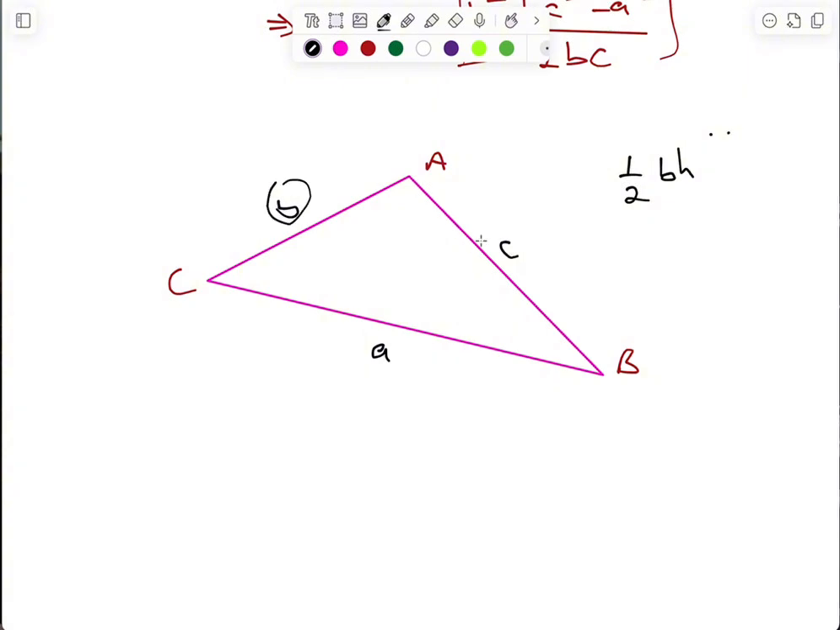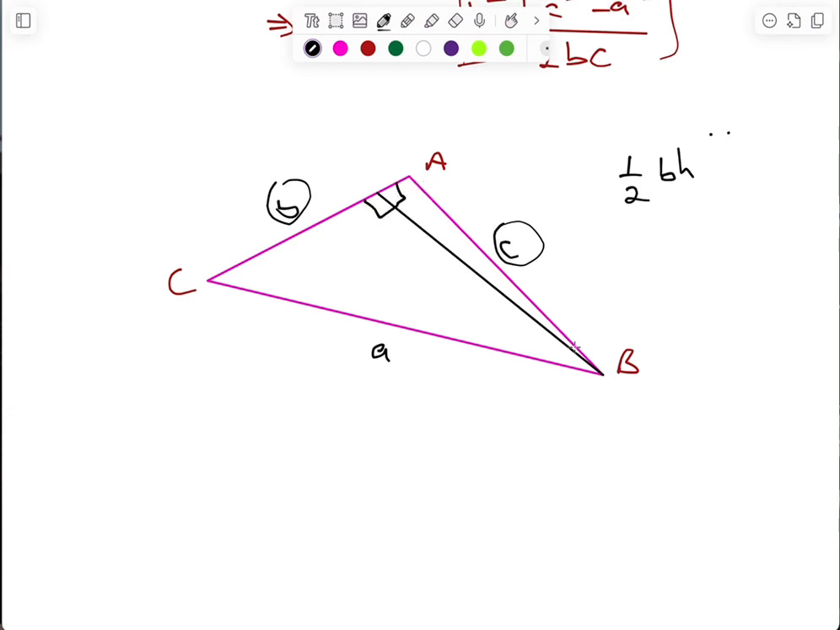This B can be the base. This C can be the base. The only thing that matters is that if you are choosing this B as the base, you must have a corresponding height. The height must be perpendicular. Of course, the height will be touching the opposite vertex, and it must be perpendicular to your B. Now, this might not be a perfect diagram.